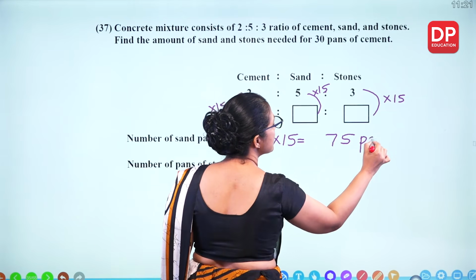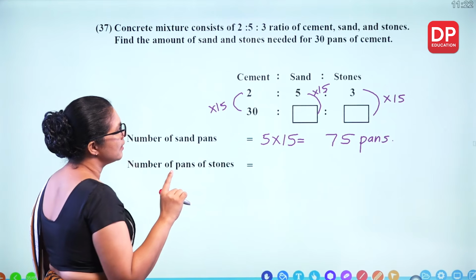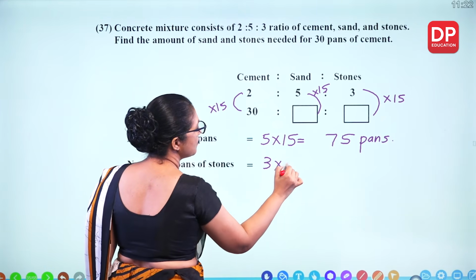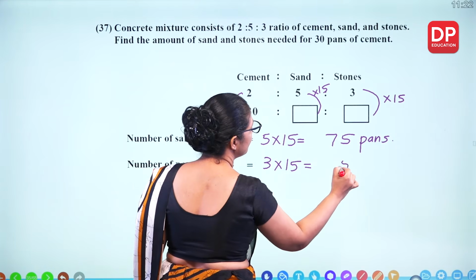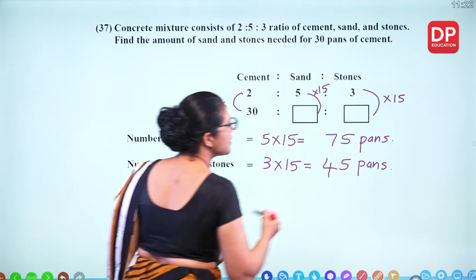75 pans. Then what about stones? 3 times 15. 45 pans needed.